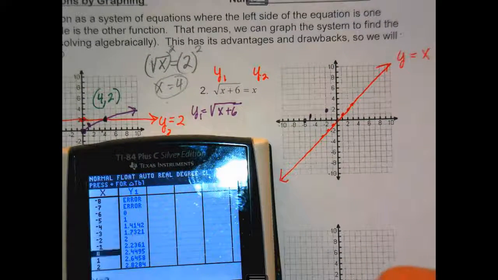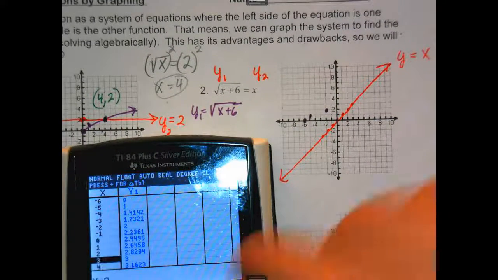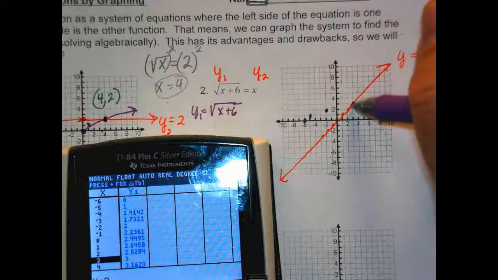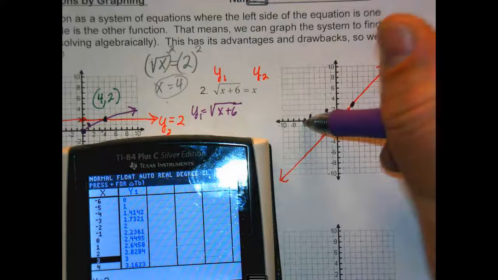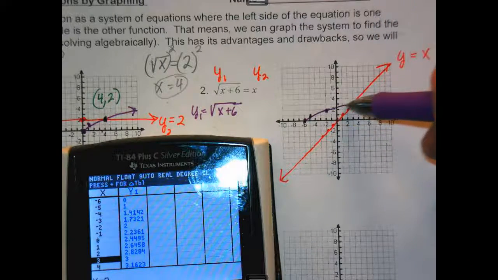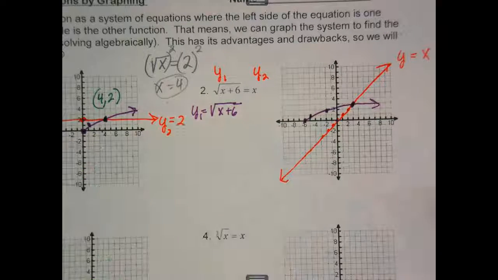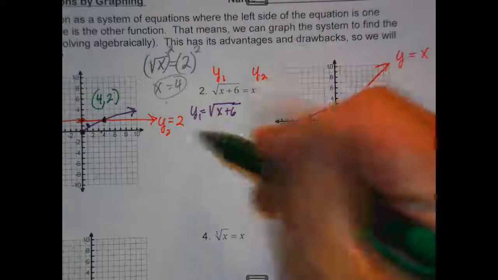Let's keep going a little bit. Oh, there's one. 3, 3. And look at that, I got an intersection point. So what's my solution to this equation? Well, x equals 3, right?